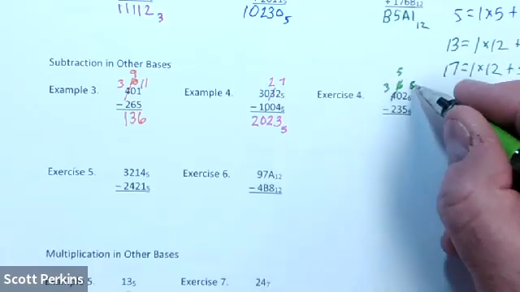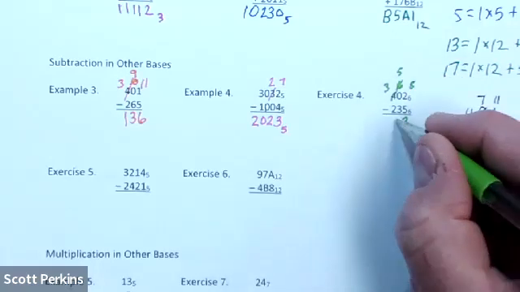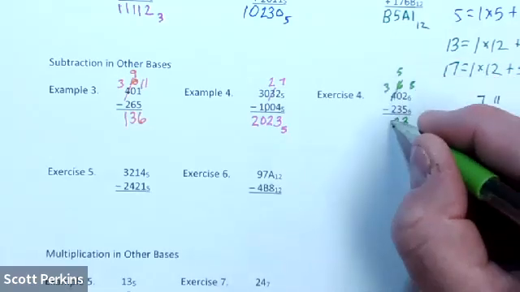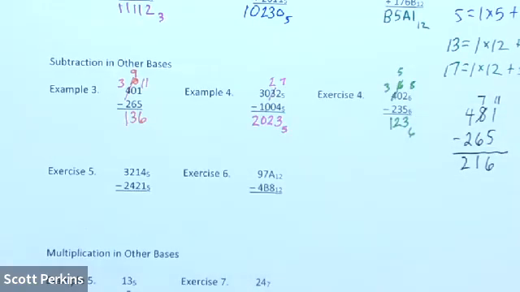So here we go now. 8 minus 5, that's 3. 5 minus 3 in the middle, that's 2. And 3 minus 2 is 1. So we get 1, 2, 3, base 6.